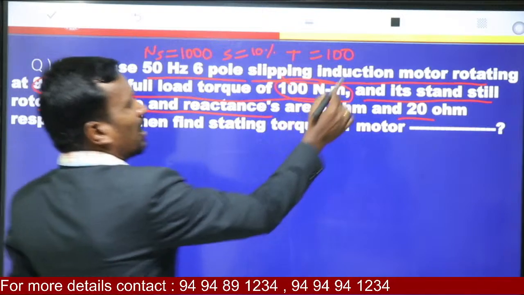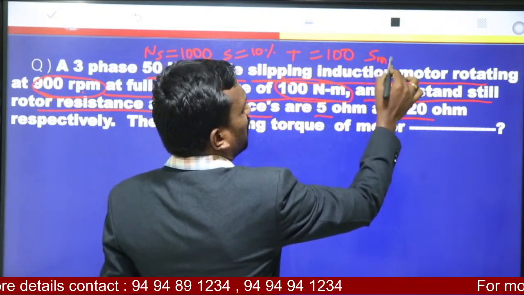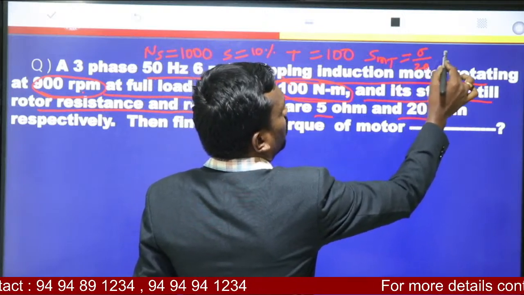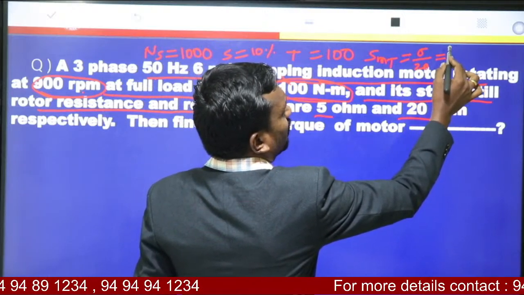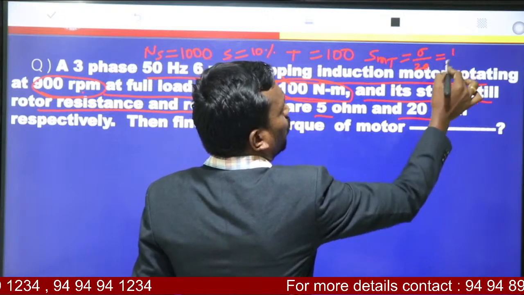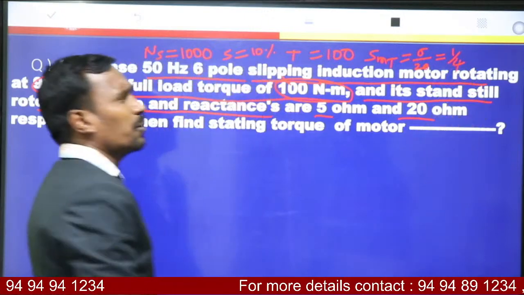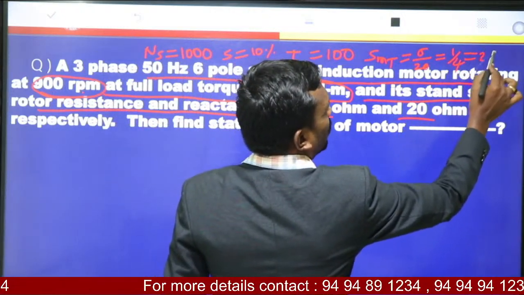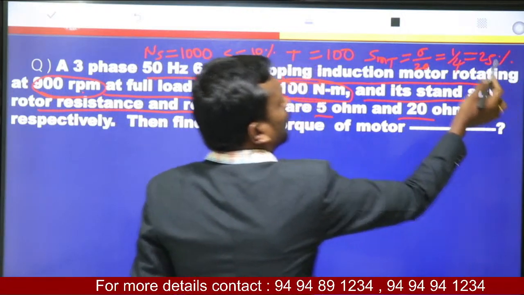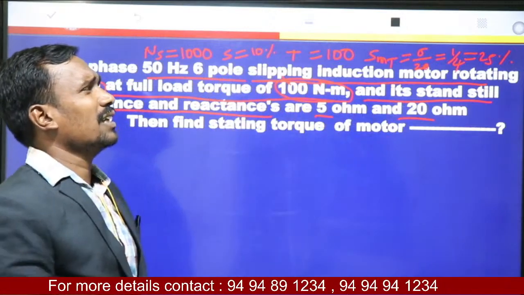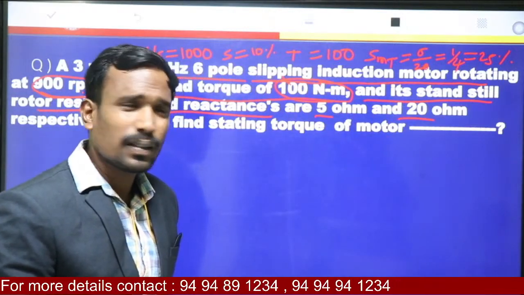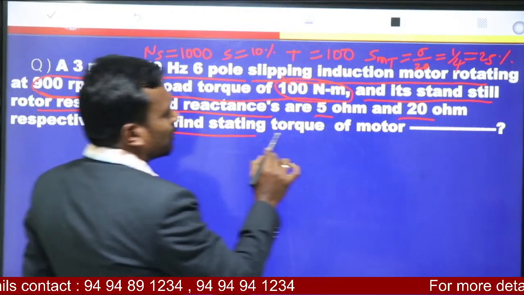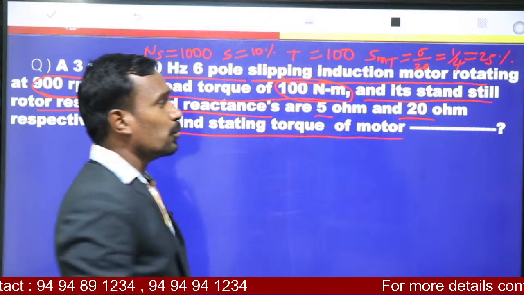Since they have given R2 and X2, the slip at maximum torque is equal to R2 by X2, which is 1 by 4, nothing but 25%. This is the 25% and this is the 10%. Next, find the starting torque of the motor.